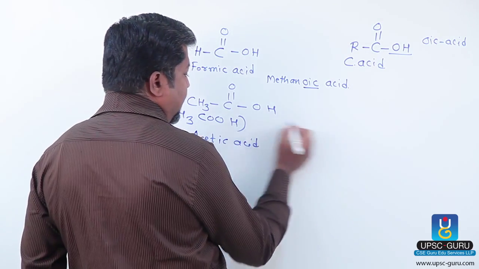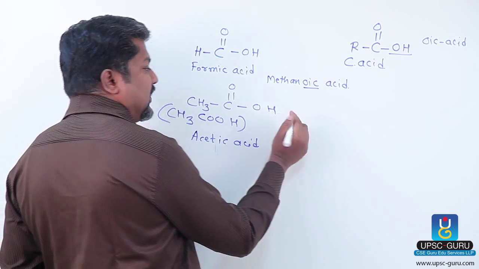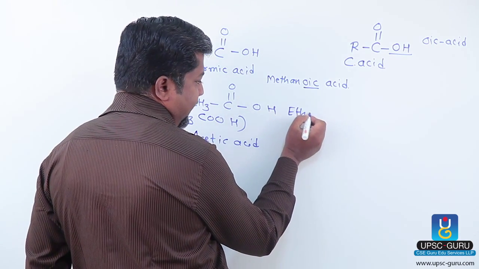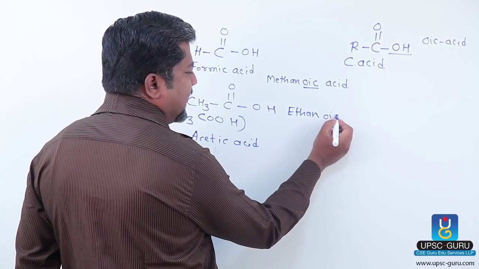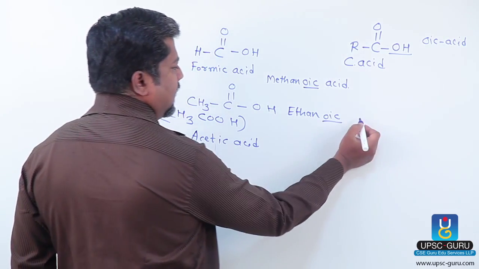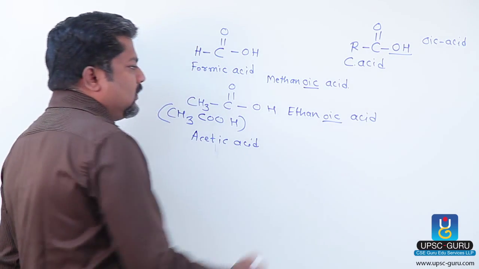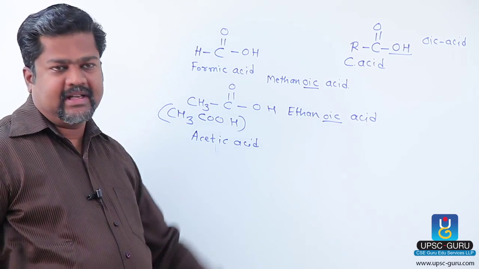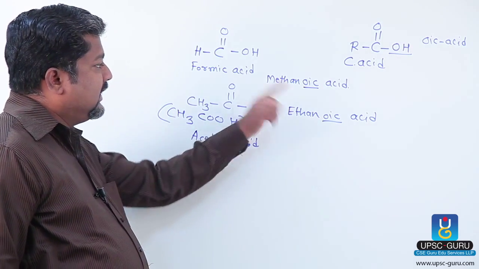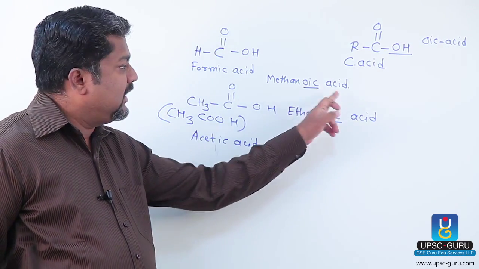Here, according to IUPAC, 2 carbon atoms are there, so I should write ethane. E is there, I have to replace E by OIC. So this is ethanoic acid. So the traditional name is acetic acid, the IUPAC name is ethanoic acid. The traditional name formic acid, this is methanoic acid.